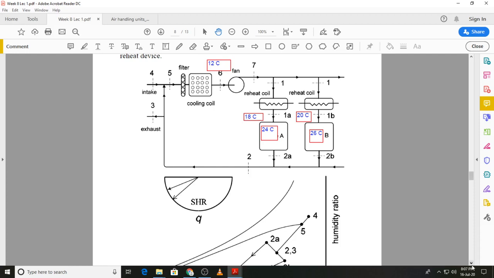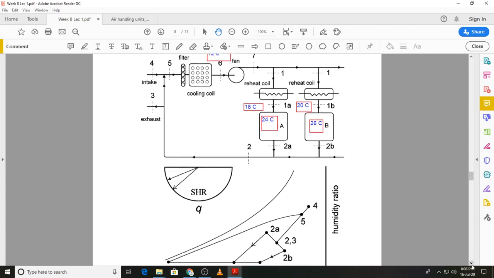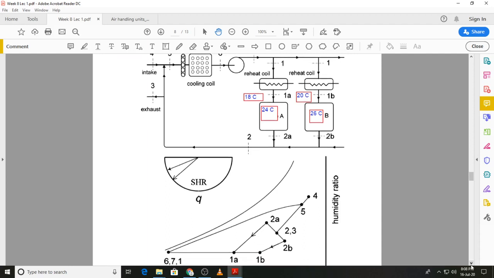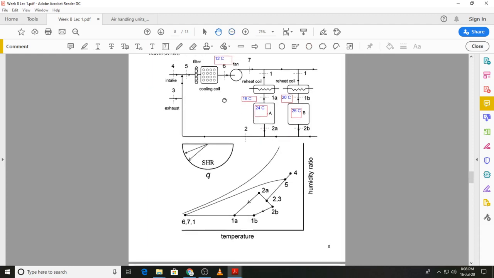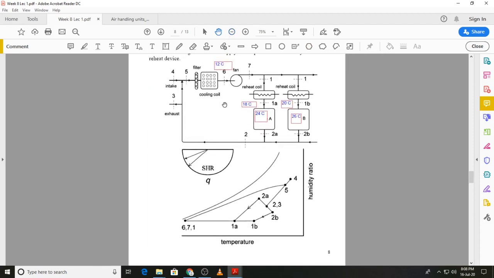The same is now shown on the psychrometric chart. Okay, I will just reduce it a little so we can look at the schematic as well as the psychrometric diagram, which shows the cooling cycle for a terminal reheat system with two zones. You can see state 6, 7 and 1, they are all the same, so they are shown over here. That is after the cooling coil.